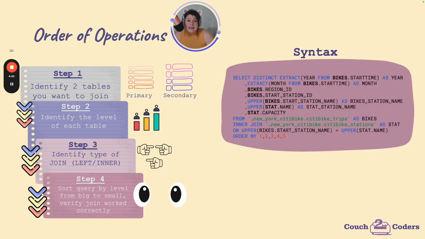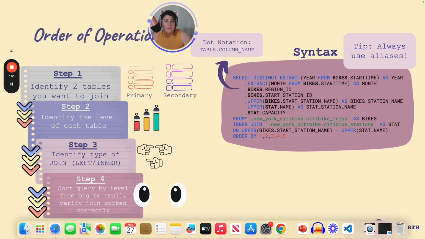So this is the syntax, and you'll notice a couple of things. First, we're using aliases, not only for the names, but for the New York City bike trips, we're calling that bikes. And then we have this new table called city bike stations, and we're calling it stat for station. You'll see here, we're invoking our dot notation. We've used the dot notation before when we were using CTEs, when we do like base.star or something like that.